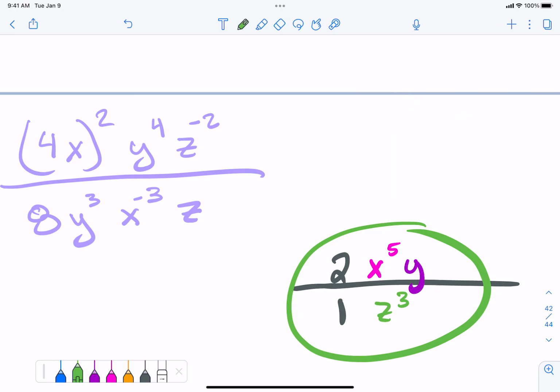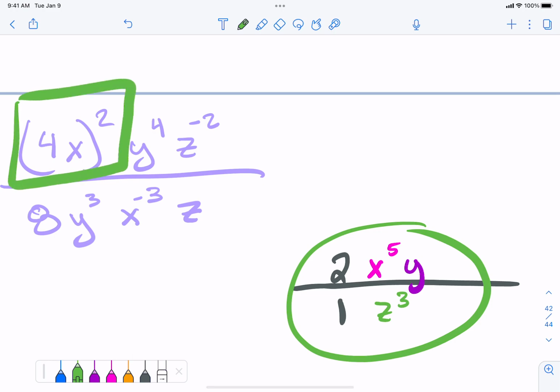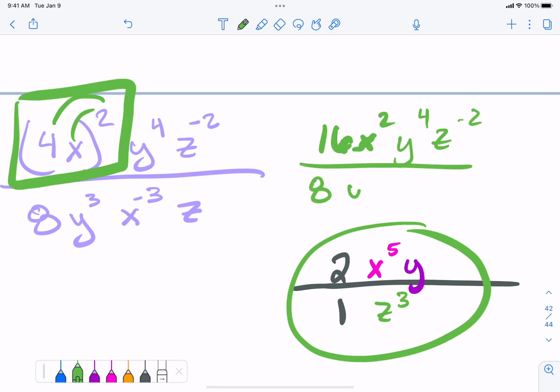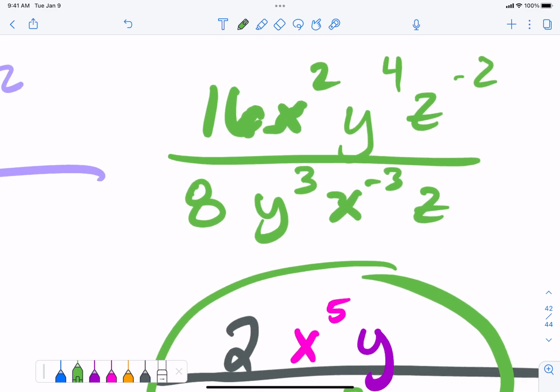The first thing. What are you gonna start with first? What's the very most important thing to start with first? 4x squared. Distribute your square through. What's 4 squared? 16. X squared stays x squared. Then I've got all this other junk, and I'm just gonna rewrite. 8 y to the third, x to the negative 3, z.